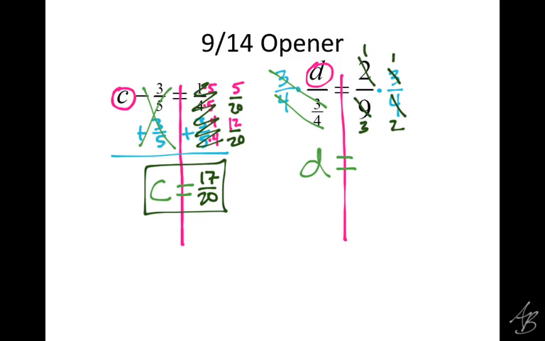Okay, anything else? Okay, so now we multiply across. 1 times 1 is? 3 times 2 is? Can I reduce 1 over 6? No. You can never reduce a fraction with a 1 in it, right? Okay, next one.